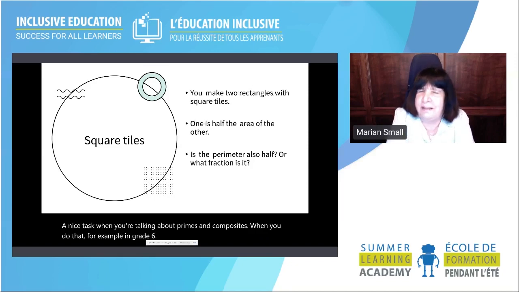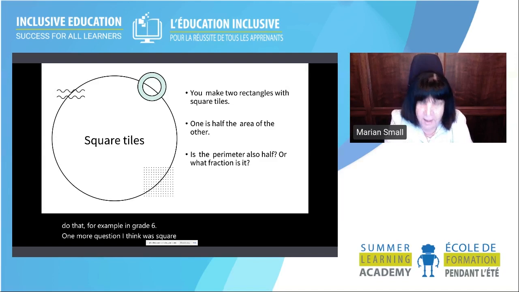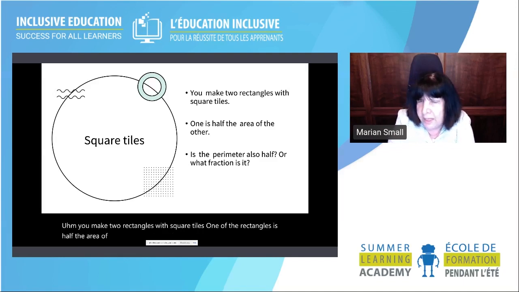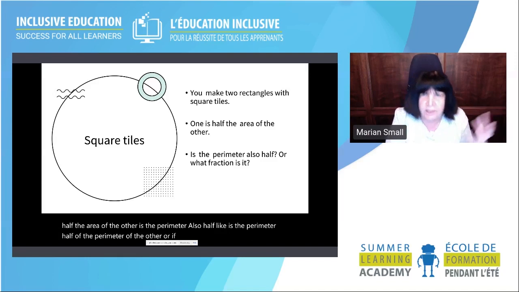One more question, I think, with square tiles. You make 2 rectangles with square tiles. One of the rectangles is half the area of the other. Is the perimeter also half? Like, is the perimeter half of the perimeter of the other? Or if it's not, what fraction is it?